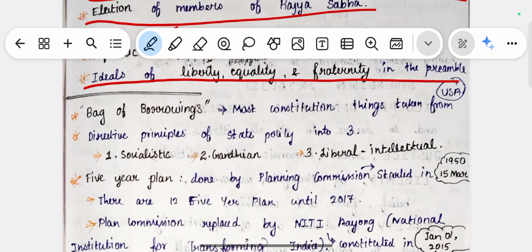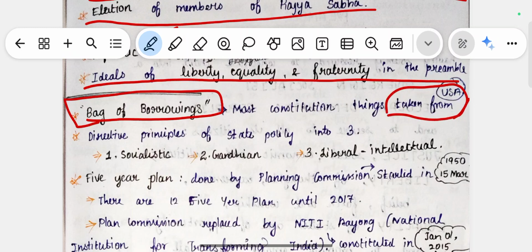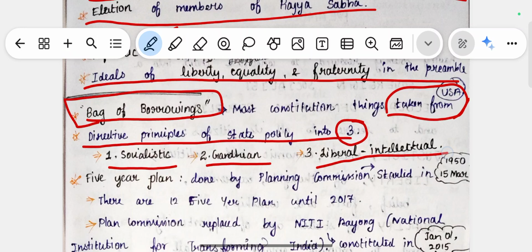The bag of borrowings is what we call India taking concepts from other countries. From the USA we have taken some important concepts in the constitution, which is called the bag of borrowings. The directive principles of state policy were divided into three types: one is socialistic, another is Gandhian, and another is liberal intellectual.